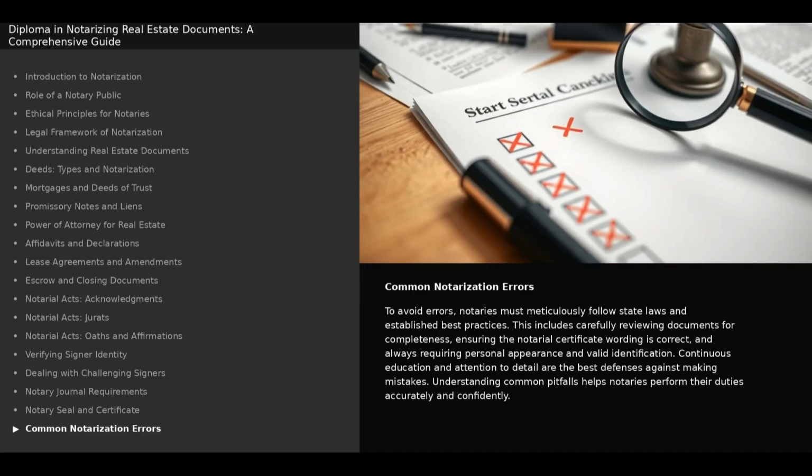To avoid errors, notaries must meticulously follow state laws and established best practices. This includes carefully reviewing documents for completeness, ensuring the notarial certificate wording is correct, and always requiring personal appearance and valid identification. Continuous education and attention to detail are the best defenses against making mistakes. Understanding common pitfalls helps notaries perform their duties accurately and confidently.